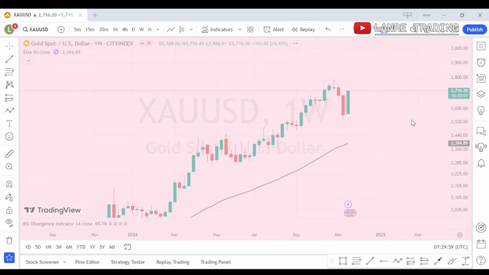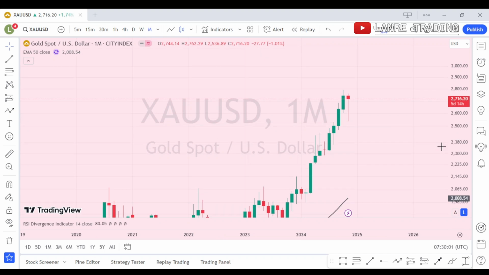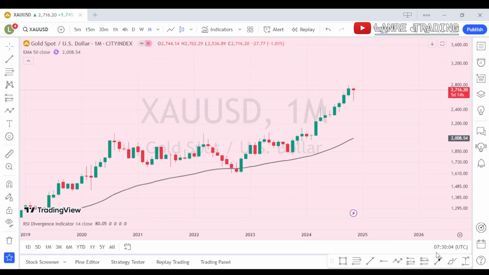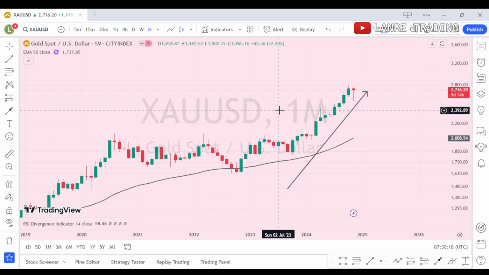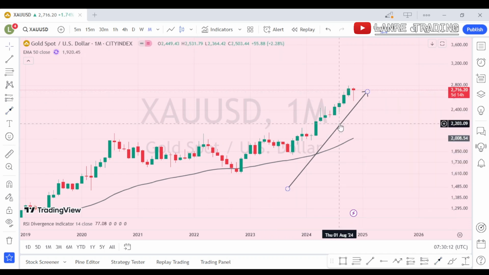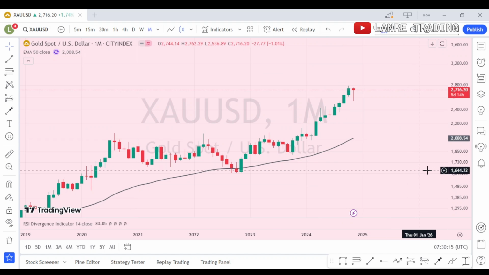So I'm on the monthly time frame, and as we can see on the monthly time frame, the basic thing we use the monthly time frame to do is to know the direction of the market. Currently, the overall trend of the price on gold is bullish, which is upward movement.